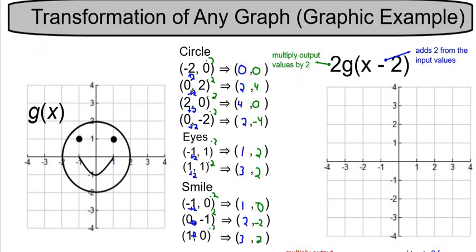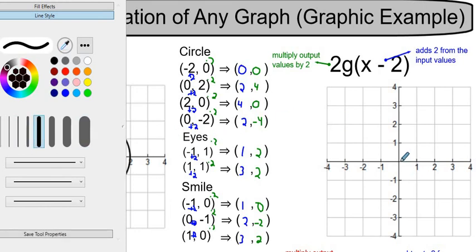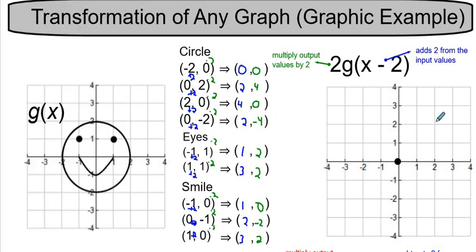All right, so we'll give this a graph, and we'll take a look at what happened to it. 0, 0 is here. 2, 4 is there. 4, 0 is there. And 2, negative 4 is there. So you can see that the horizontal axis is still the same length of 4, but now the vertical axis is now doubled. The eyes are at 1, 2, and 3, 2, and the smiley face is at 1, 0, stretched to 2, negative 2, and at 3.